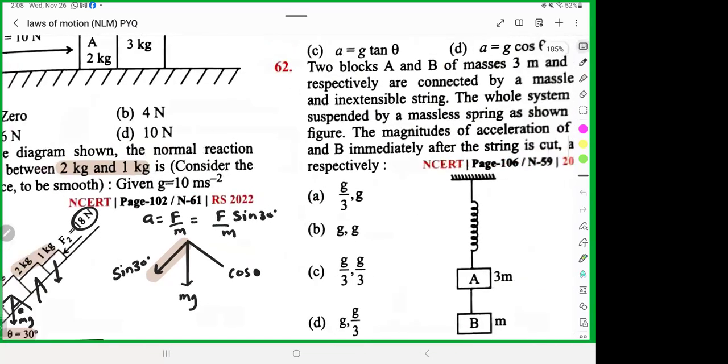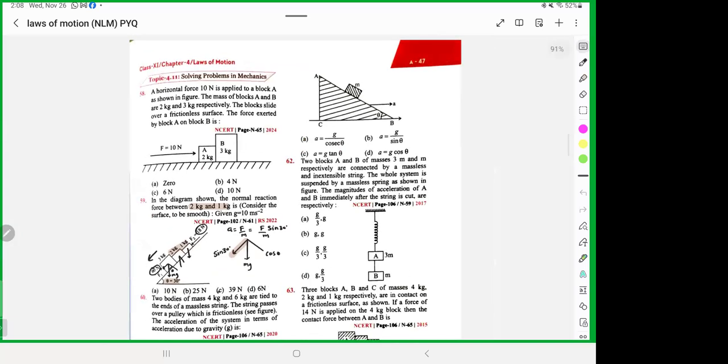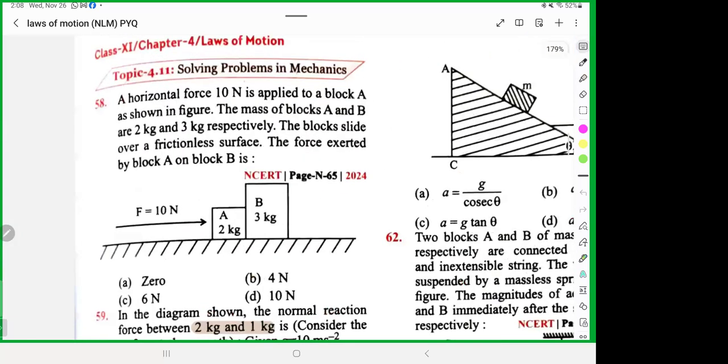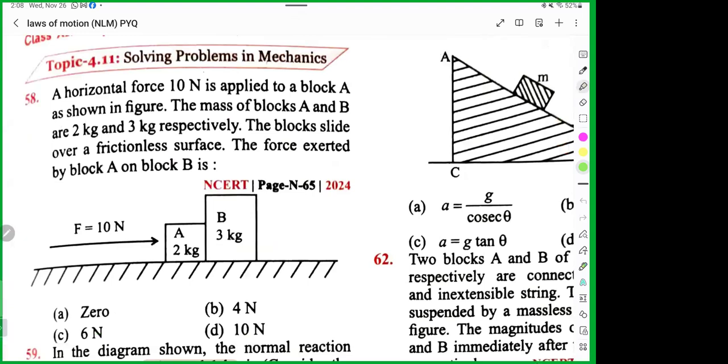For example, let's solve an easy question. 58, it was like this. Okay. This is for people who did not solve those questions. Remember, Radhika and Barinder, for you it will be easy, right? Yes, sir. So horizontal force is 10 Newton. This force is applied on block A, mass this. Mass of A and B is given in the diagram. Blocks slide over a frictionless surface. We are not considering friction. What is the force exerted by block A on B?